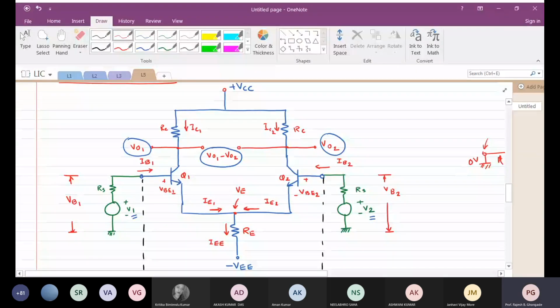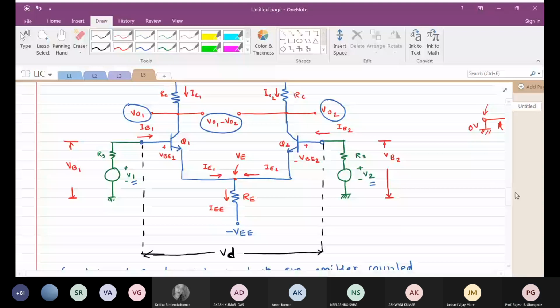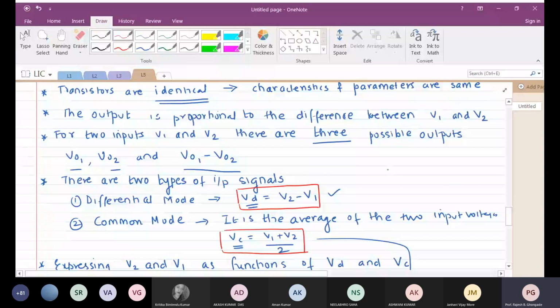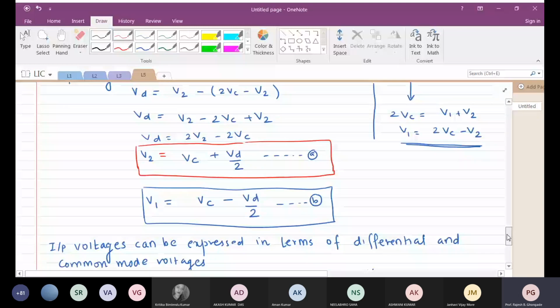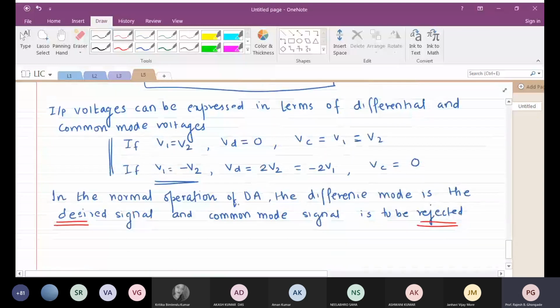And then we introduced ourselves to the concept of two types of signals, the differential mode signal and the common mode signal. We expressed the input voltages in terms of the common mode signal and the differential mode signal. We also said that in the normal operation of a differential amplifier, the difference mode voltage is the desired signal which we want to amplify, and the common mode signal is the one which we are supposed to reject.